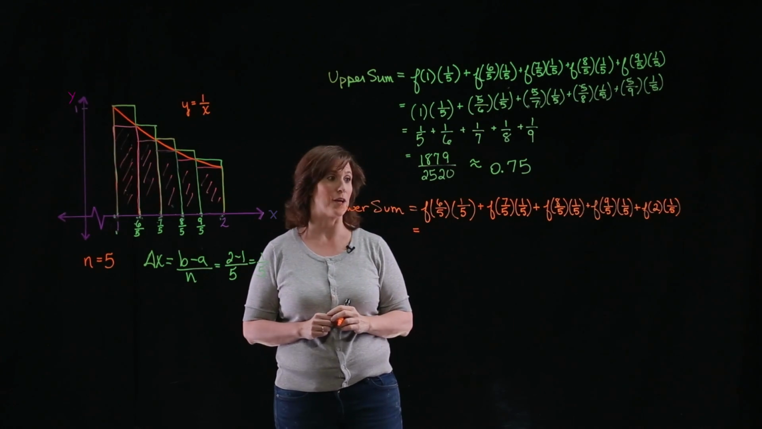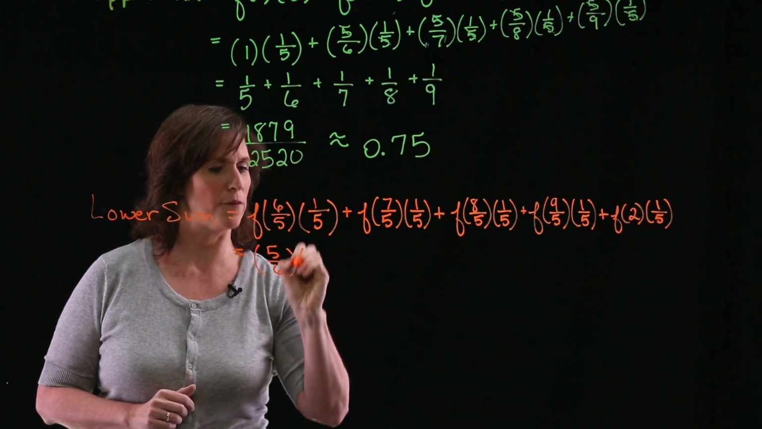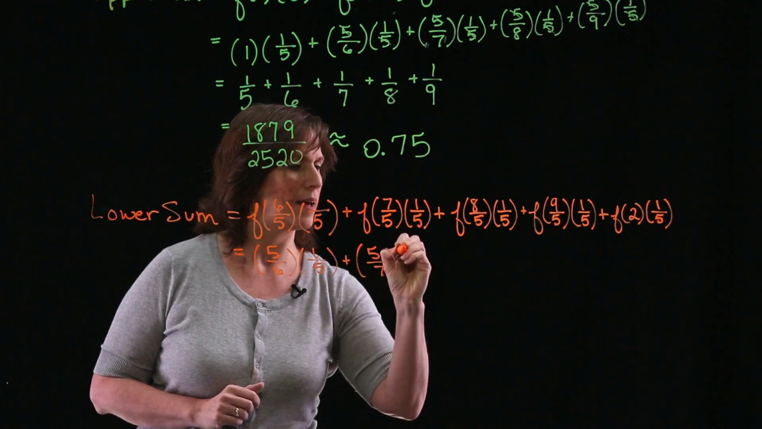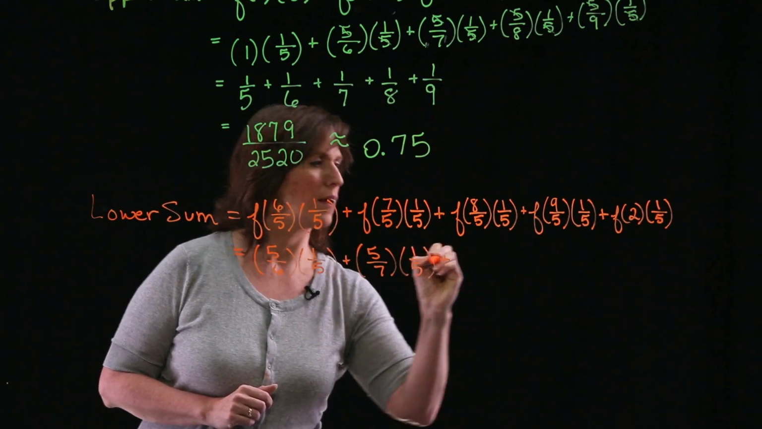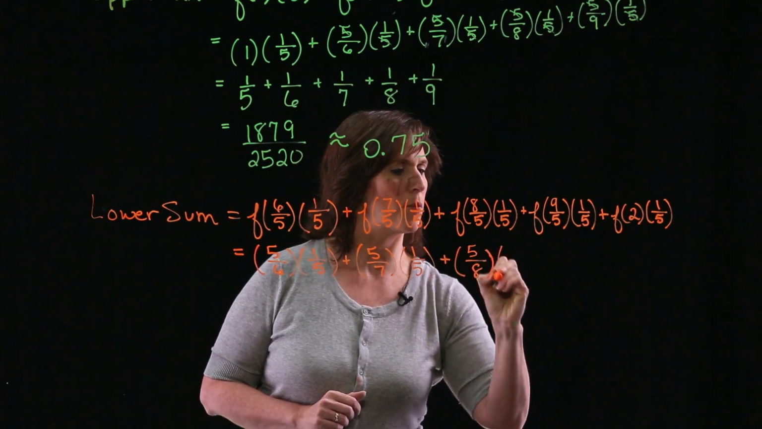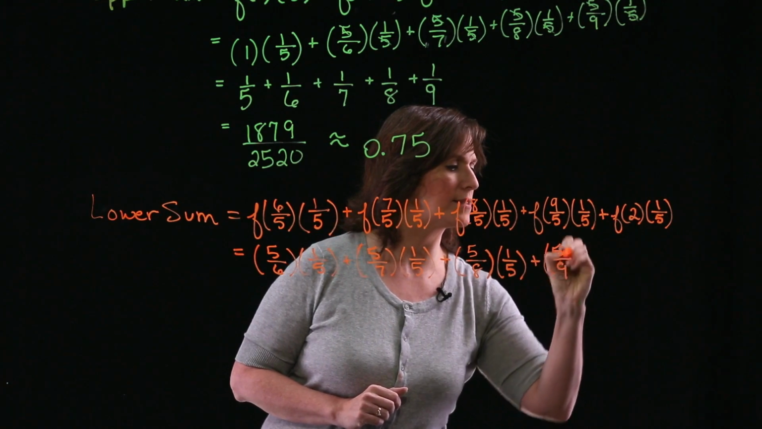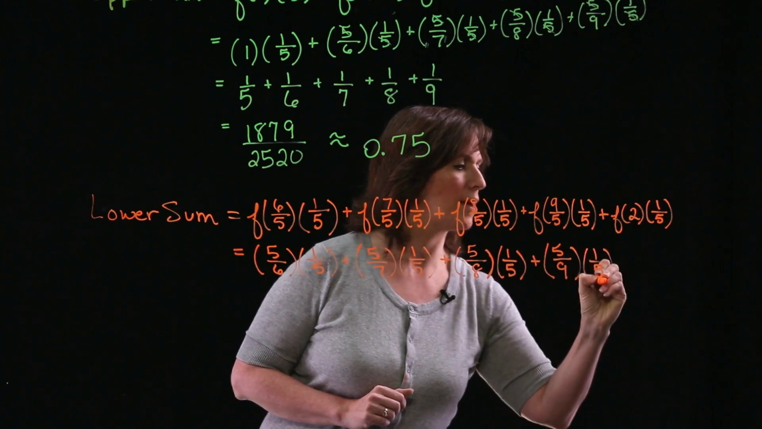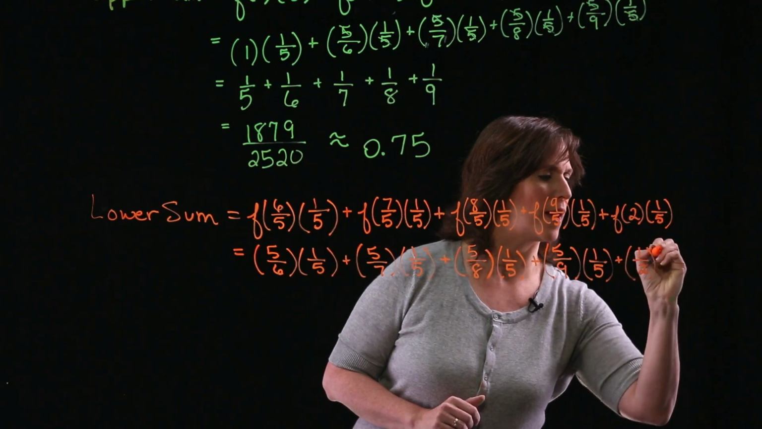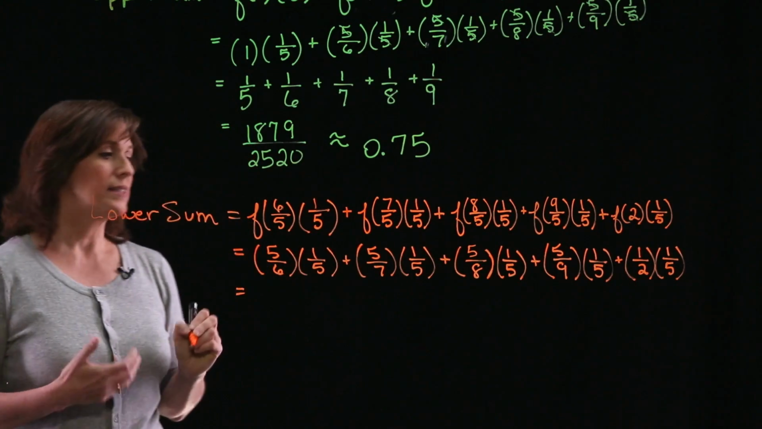So now it's time for function evaluation. F of 6/5 is 5/6 times 1/5. Then f of 7/5 is 5/7, and I multiply that by 1/5. F of 8/5 is 5/8, and I multiply by 1/5 again. F of 9/5 is 5/9, and I multiply by 1/5. And finally, f of 2 is going to be 1/2, and I multiply by 1/5.